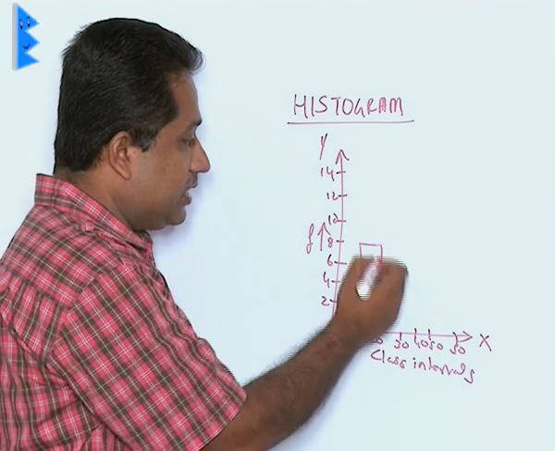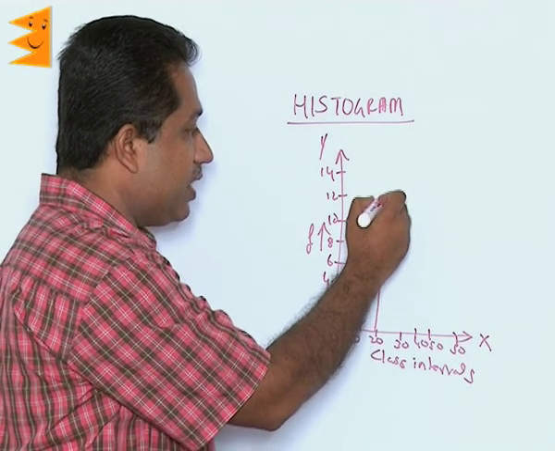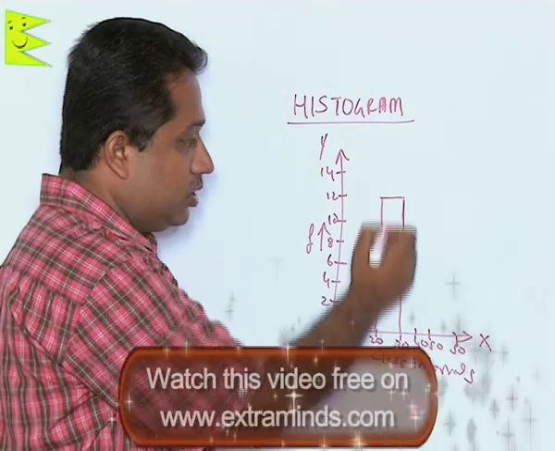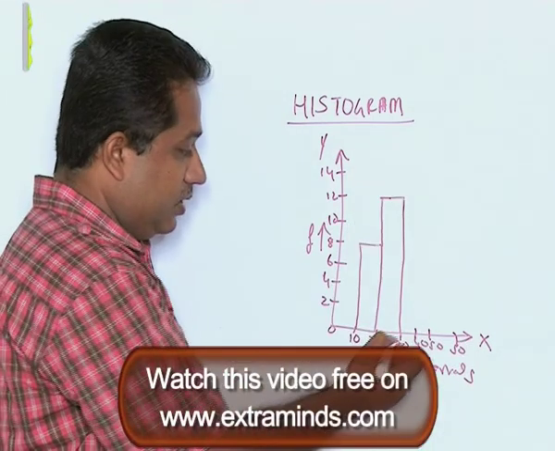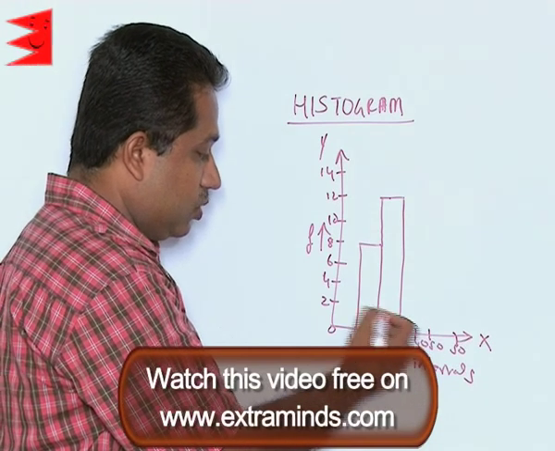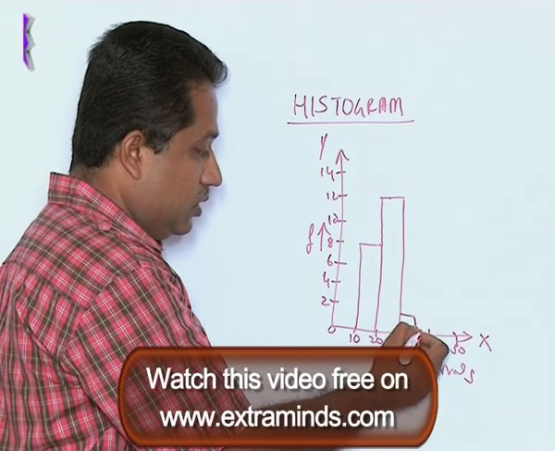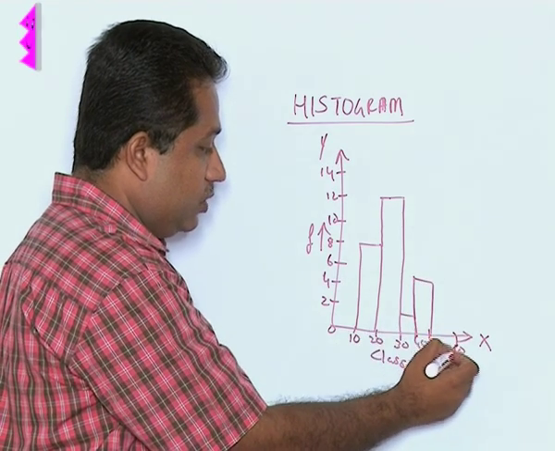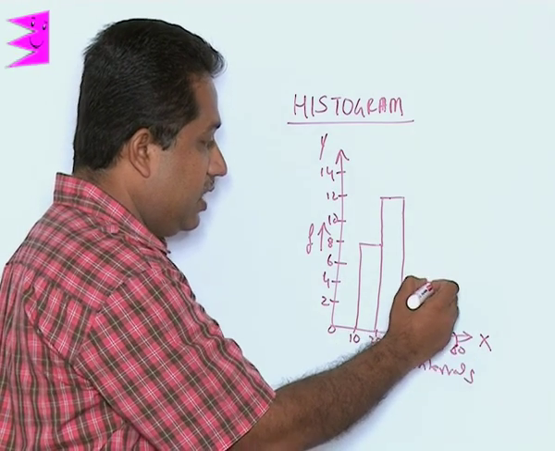For 20 to 30, let us say the number of observations is 12. So, between 20 and 30 we will raise the rectangular box up to a height of 12. 30 to 40, let us say, is 2. So, this is 2. Then 40 to 50 is 6. 50 to 60, let us say, is 10.